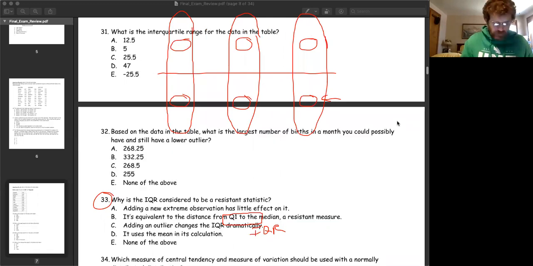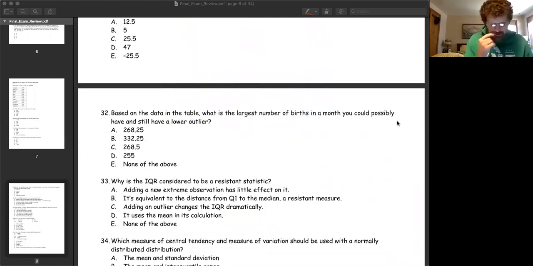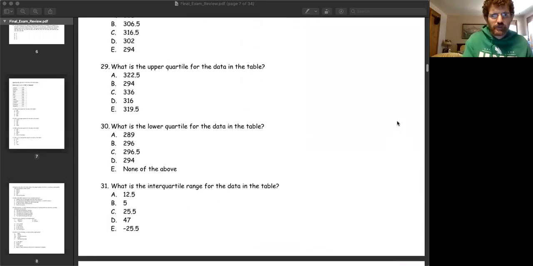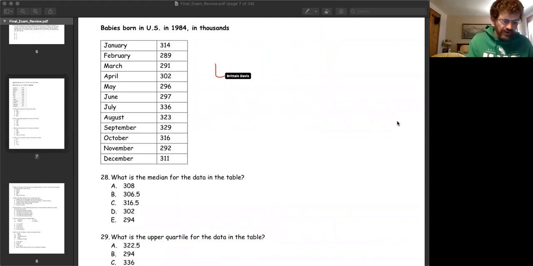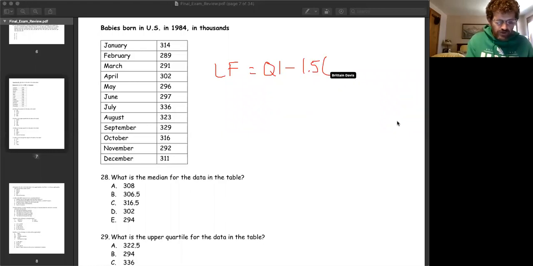All right. So the question for this one is based on the data in the table, and we'll go back to that. What is the largest number of births in a month you could possibly have and still have a lower outlier? So we're looking for the lower fence, I'll just call it LF, the lower fence where we determine where outliers begin. And we're only worried about the lower outlier for this particular one, but we could find the upper one. And as a reminder, your lower fence is your Q1 minus 1.5 times the interquartile range.